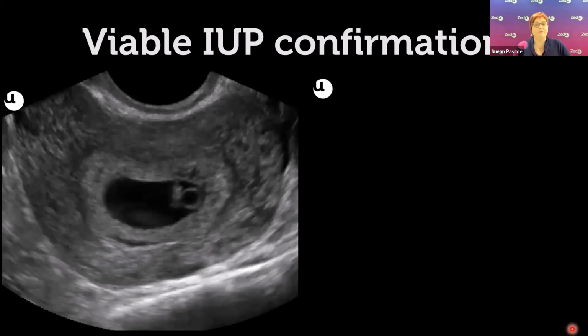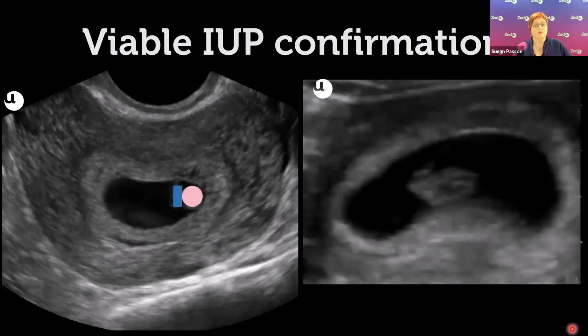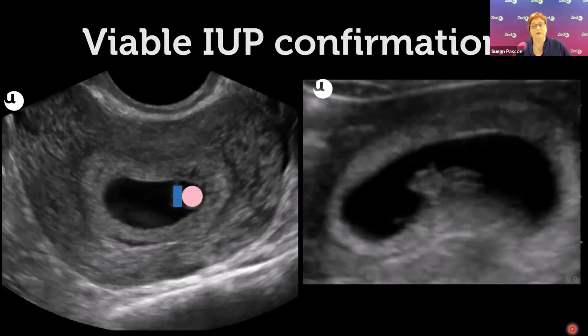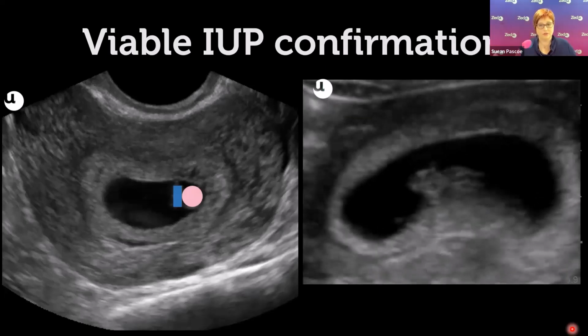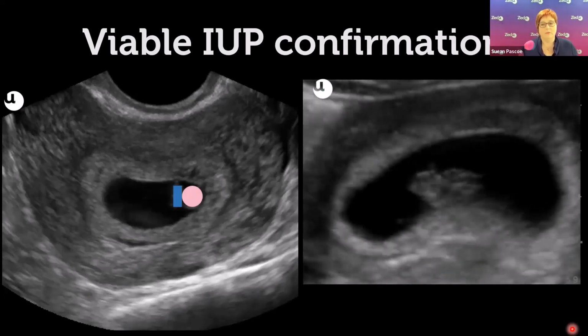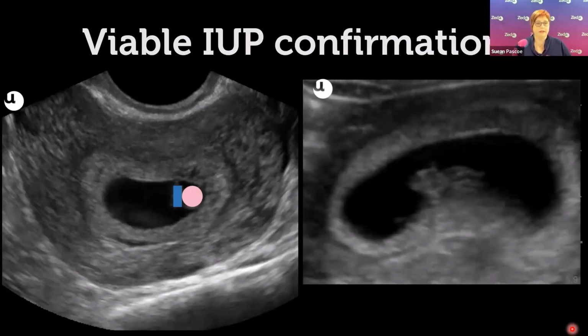Now, to confirm a viable intrauterine pregnancy, we need to see 3 distinct structures. The intrauterine gestational sac, we need to see the crown rump length, a yolk sac, and we also look for the fetal heartbeat. And it's only when we see those structures that we can confirm a viable intrauterine pregnancy.